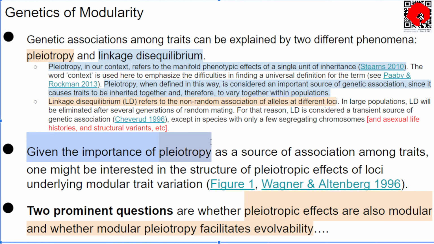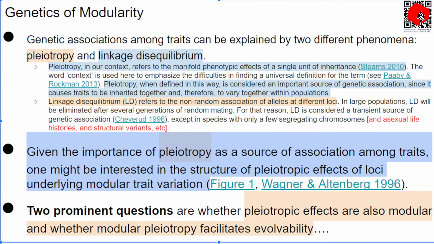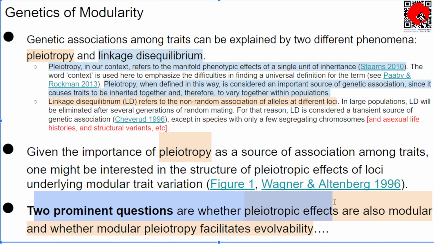Given the importance of pleiotropy, of changes in one locus influencing multiple phenotypes, like changes in a transcription factor that changes the amount of a hormone, or changes in a receptor that ends up changing how a lot of tissues behave, one might be interested in the structure of pleiotropic effects of loci underlying modular trait variation. Figure 1 and the Wagner and Altenberg citation. So two prominent questions are whether pleiotropic effects are also modular and whether modular pleiotropy facilitates evolvability.